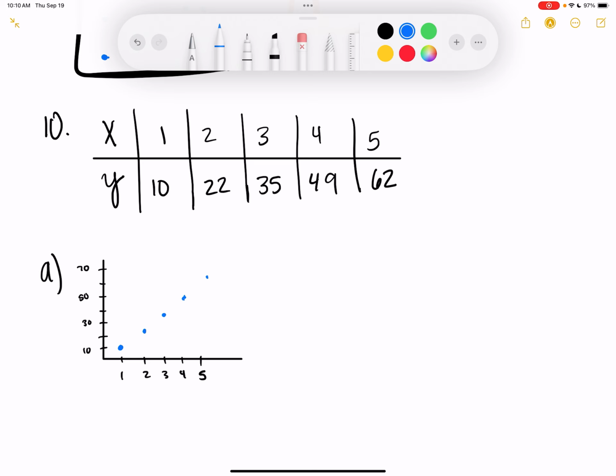All right, so stat, edit. Notice my list is now clear. You're going to type in L1 the numbers in X. So X is L1, Y is going to be L2. They need to go down in order.